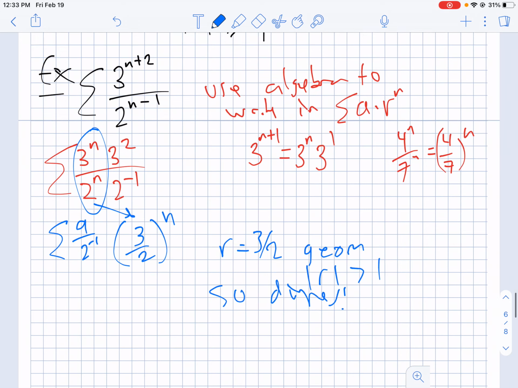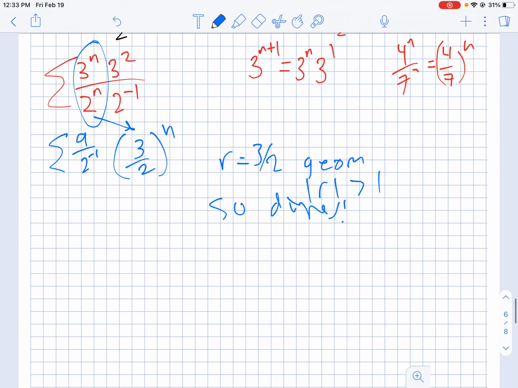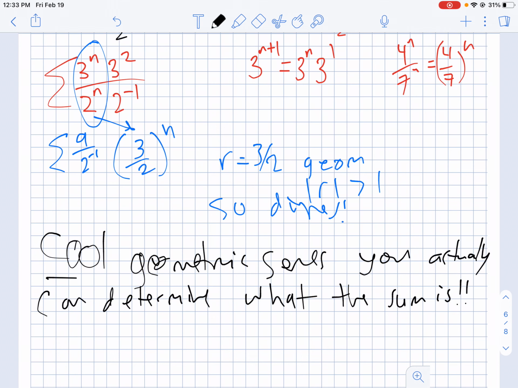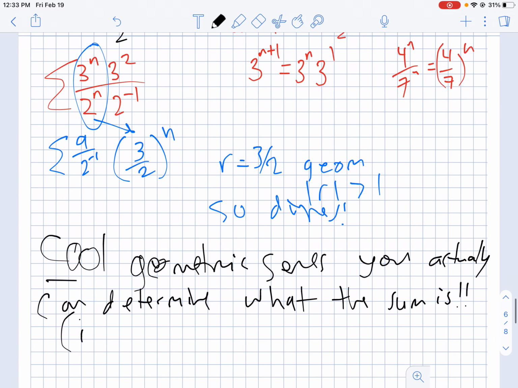Okay, great. So that's geometric series about convergence and divergence, but I want to talk about something cool. If you have a geometric series, you actually can determine what the sum is. And I'm assuming it converges. Obviously, if it diverges, the sum is infinite.